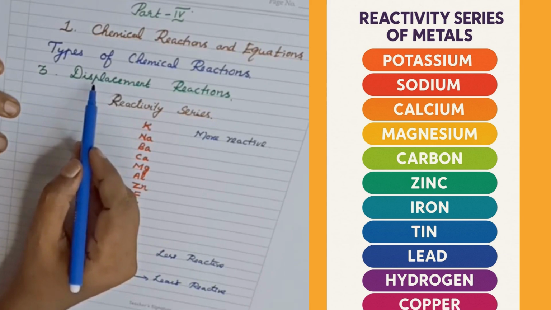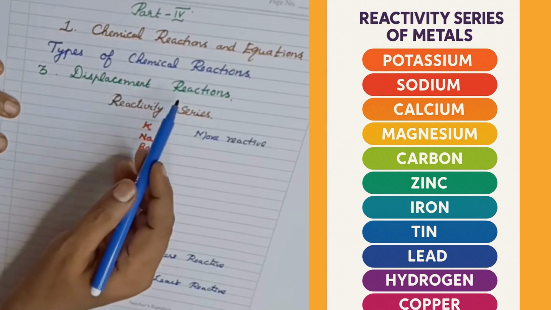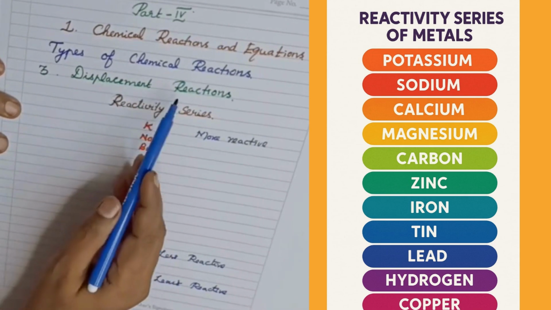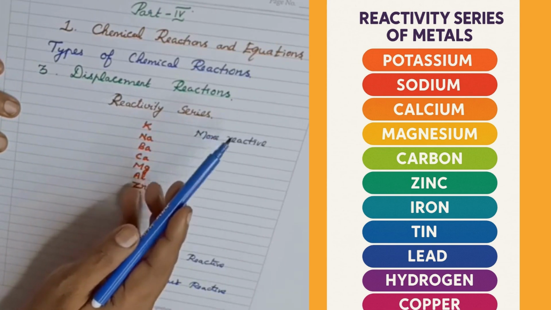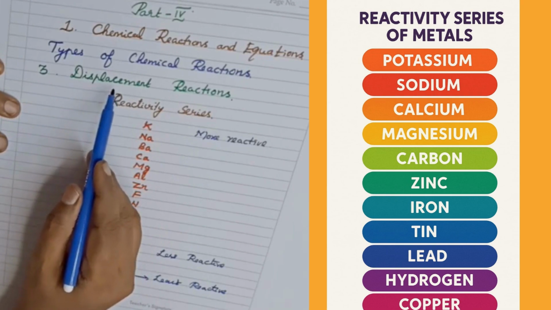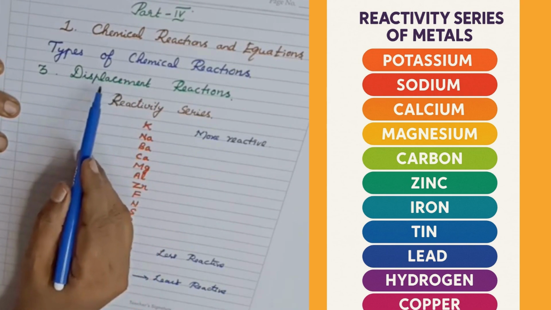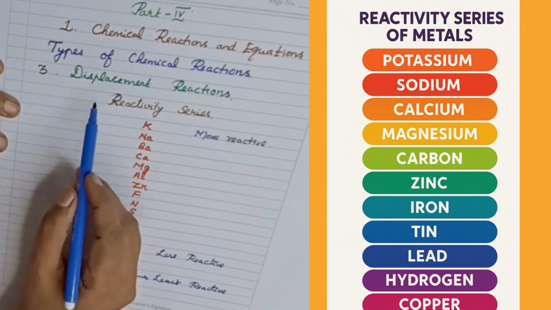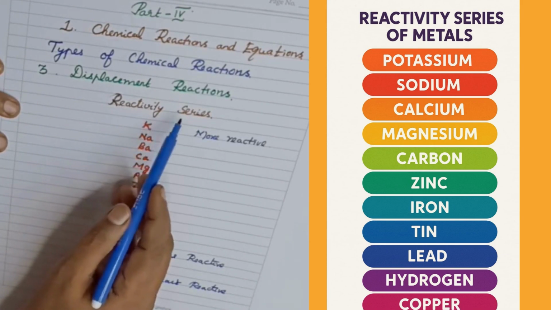Displacement means moving from its position. Okay, so a displacement reaction is one in which a more reactive metal displaces the least reactive metal. Those reactions in which a more reactive metal displaces a less reactive element are called displacement reactions. Before we study this reaction, we want to study the reactivity series.